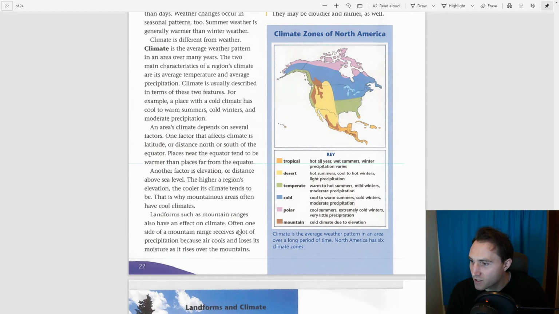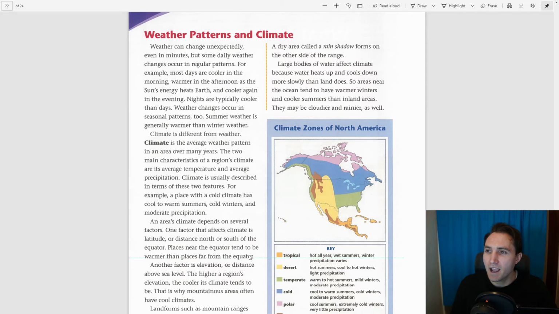Landforms such as mountain ranges also have an effect on climate. Often one side of the mountain range receives a lot of precipitation because air cools and loses its moisture as it rises over the mountains. A dry area called a rain shadow forms on the other side of the range.